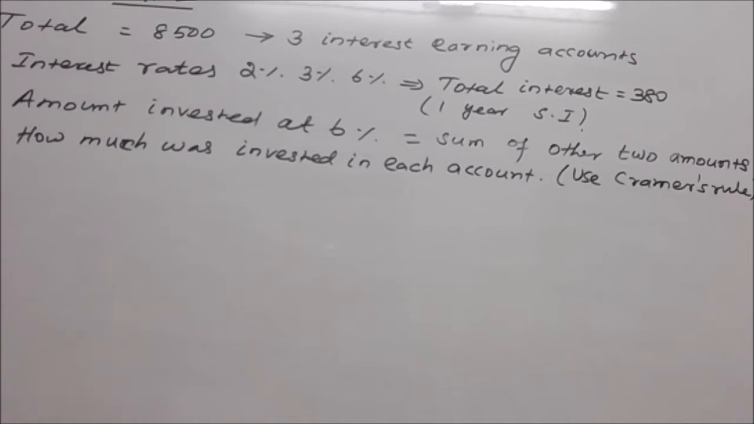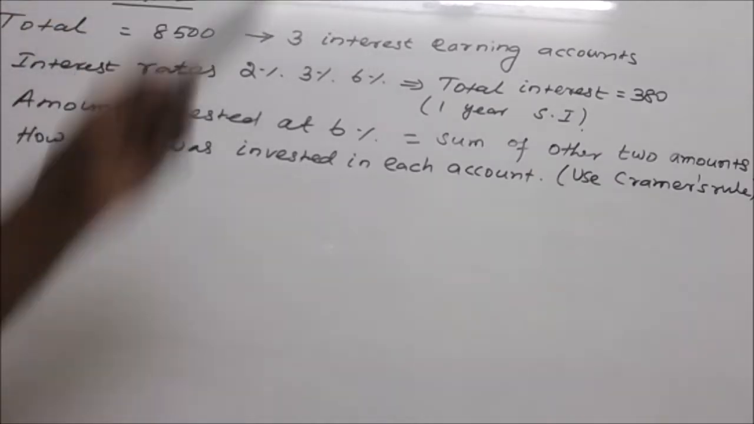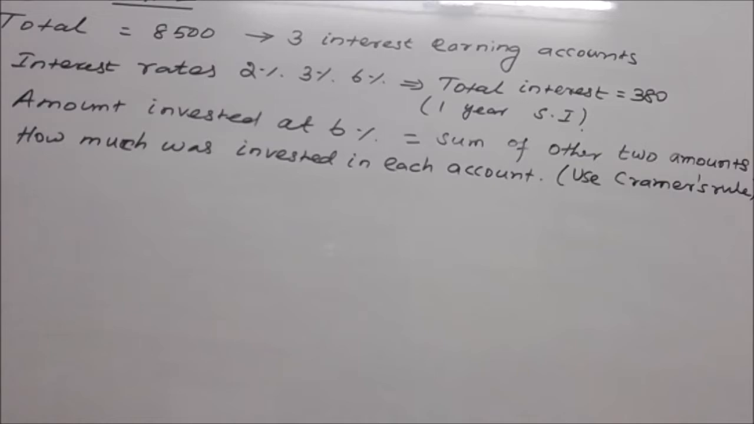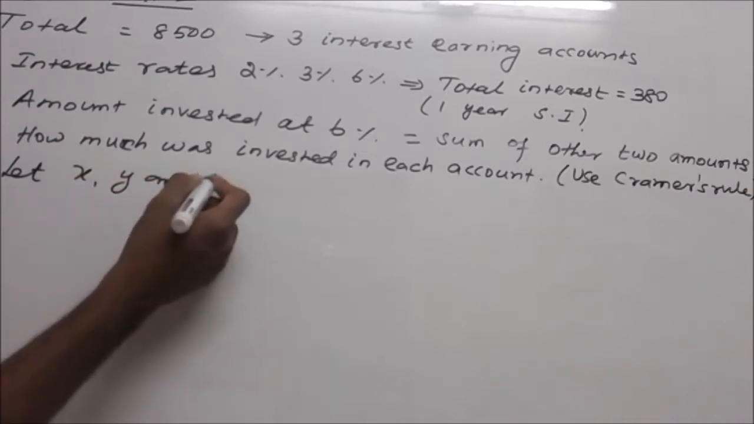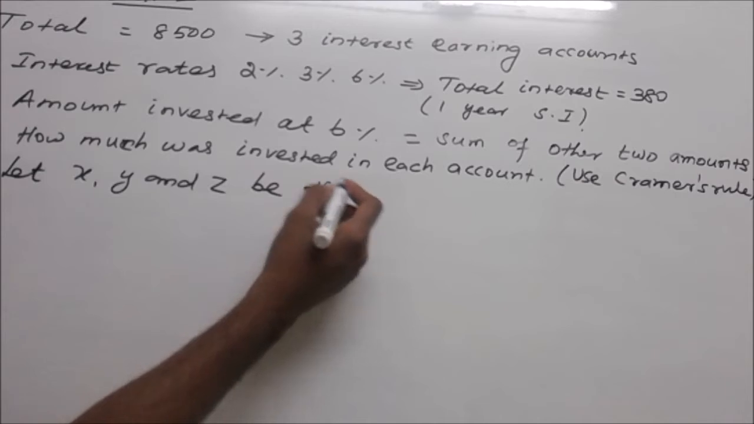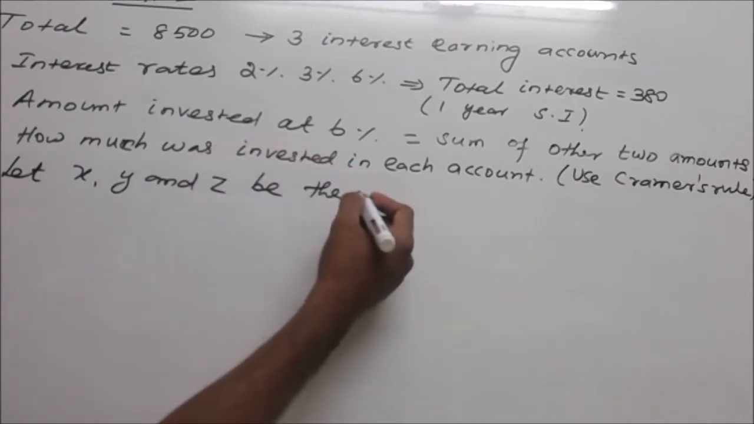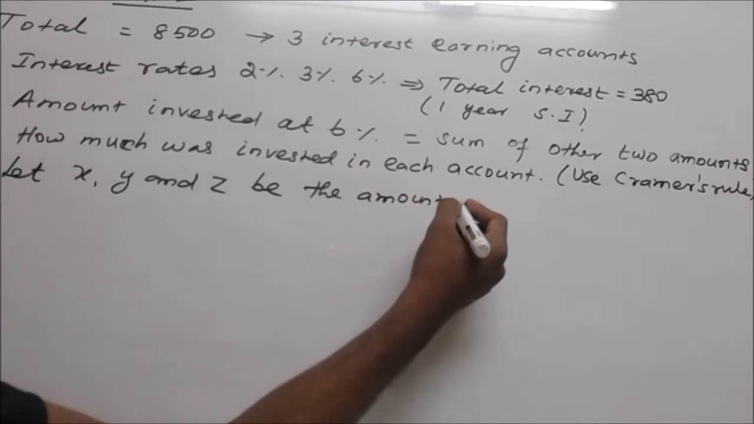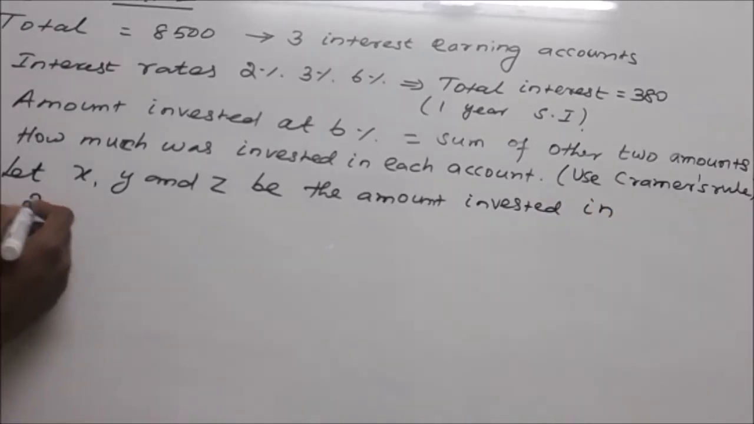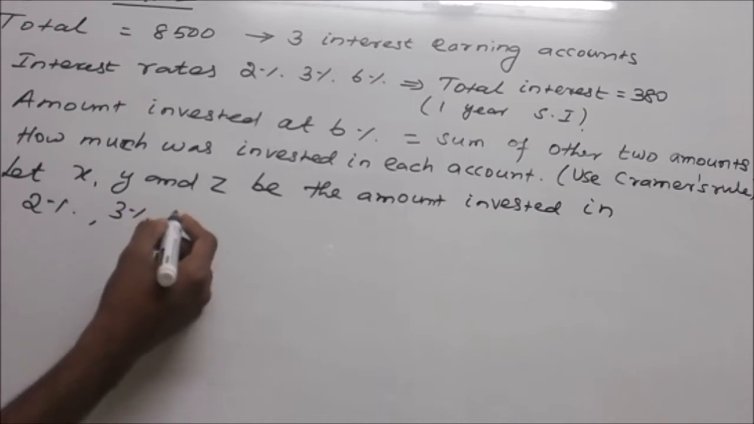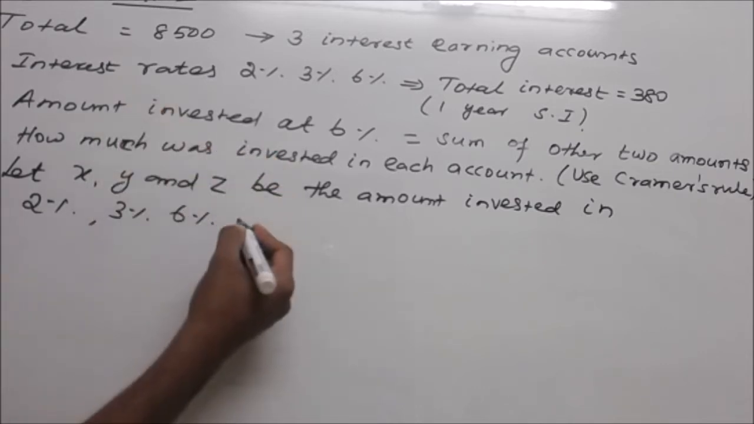Okay. First we have to assume: let x, y and z be the amounts invested in the 2%, 3% and 6% accounts.